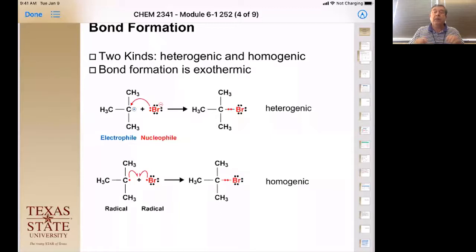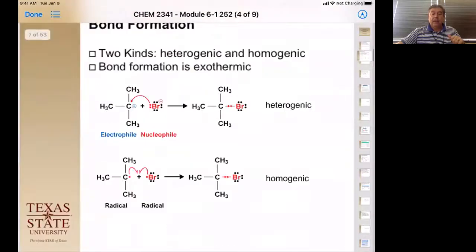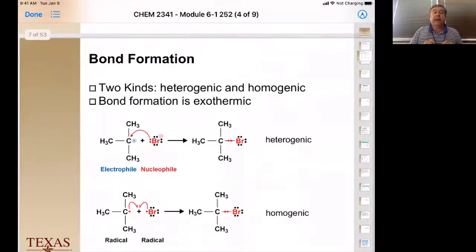We can also do that with those single electrons on each one. It's called a radical-radical coupling, and each electron contributes into making that new sigma bond. And that's what we call a homogenic reaction, because each one is bringing one electron to form that new sigma bond. All right. Any questions on the types of bonds we're going to be looking at? The heterogenic bond we're going to be seeing in this chapter and in the next chapter. The homogenic bonds we'll be looking at specifically in chapter 10 when we do radicals.